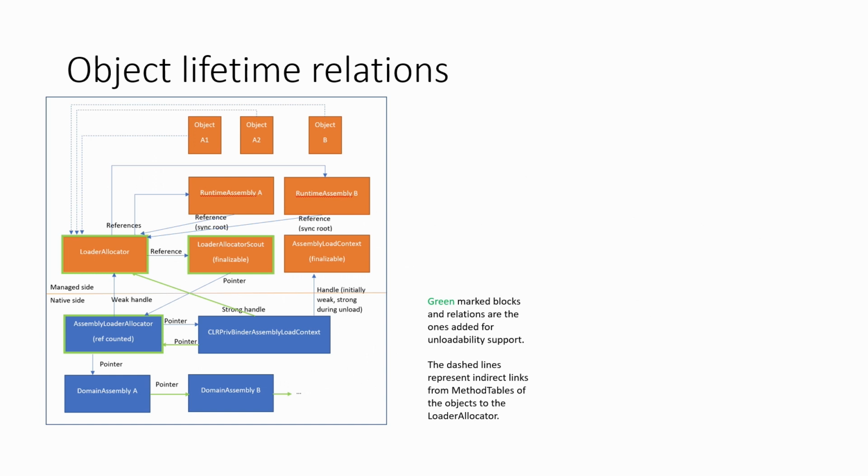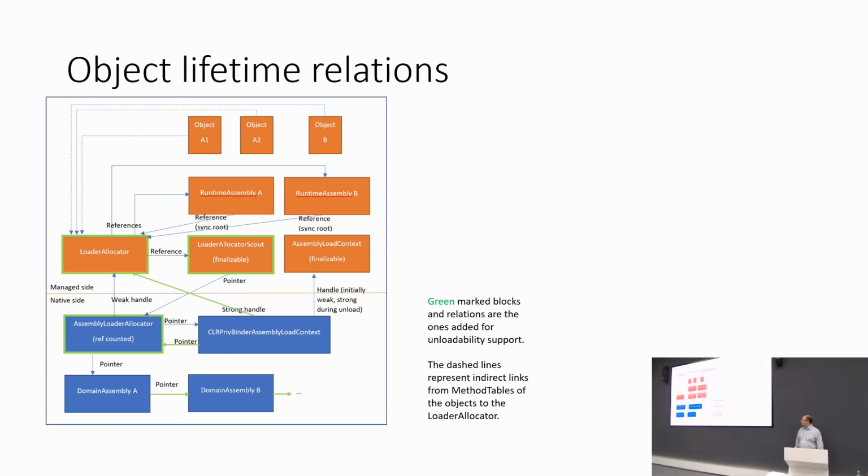Here is a diagram that shows the object relations that are a little important for understanding the unloadability. You can see objects on top of the diagram. Each object is pointing through its method table, which is basically the identifier of the type of the object, and is the first 8 bytes in each object on the heap, or 4 bytes in the x86 case. It points to the loader allocator managed class.